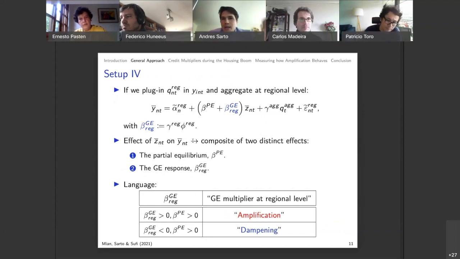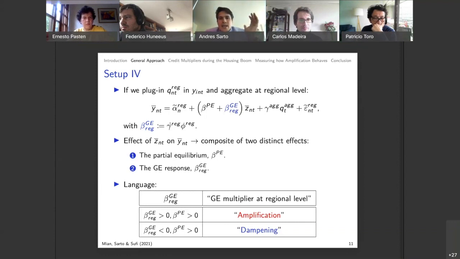So if we plug in the equilibrium process for the regional equilibrium object and we aggregate to the regional level, we get, on top of the partial equilibrium effect for a relationship between Y bar and Z bar, a layer of general equilibrium effects, which are very simple: the interaction of how the other Z's in your region affect the regional price and how the regional price affects you. So that's what's going to determine this very simple framework. This layer of general equilibrium effects is going to be included in this specification here.